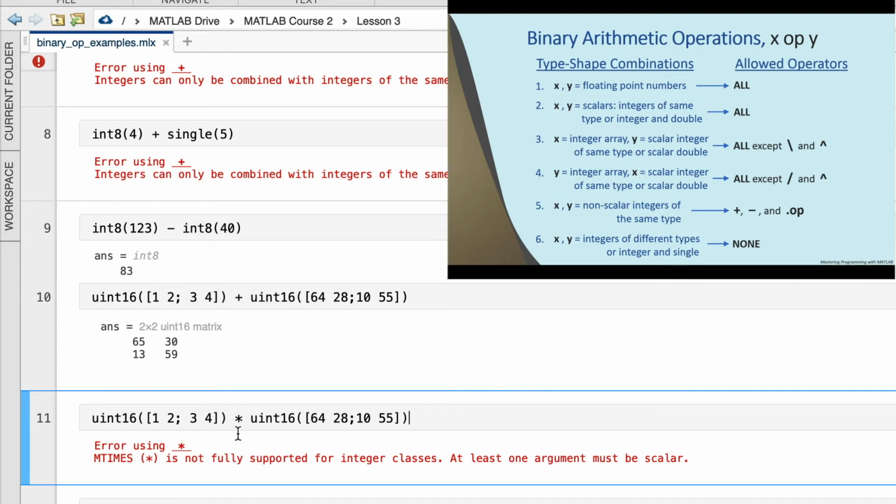And that caused the error. So what is with this m times here? Well, m times is actually the name of a function that does the same thing that the asterisk does. And it puts an asterisk in parentheses here to indicate that. If you call m times with two arguments, it performs matrix multiplication on them.